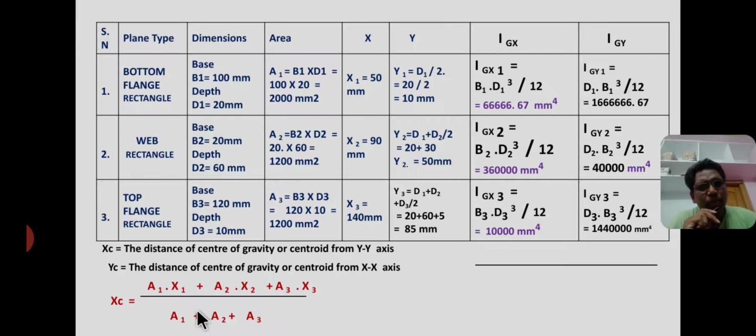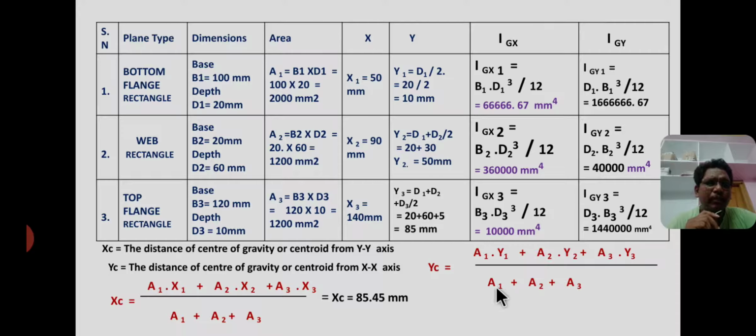Now xc equal to a1 x1 plus a2 x2 plus a3 x3 by a1 plus a2 plus a3, and the answer is xc equal to 85.45 mm. Similarly, yc equal to a1 y1 plus a2 y2 plus a3 y3 by a1 plus a2 plus a3. The answer is yc equal to 41.36. Okay, xc, yc are the coordinates of the centroid of the Z section.